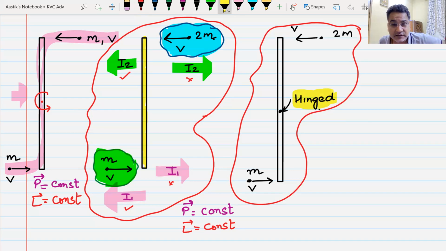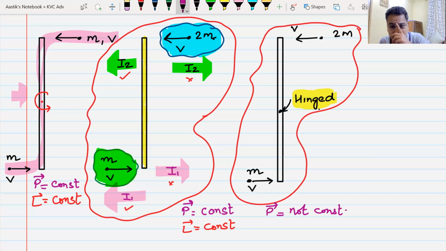So this hinge is giving an external force on the system of the three bodies, which cannot be cancelled by anything. And therefore, the momentum of the system, the linear momentum of the system cannot remain constant. It changes. Do we understand this? Hinge is the external factor now.